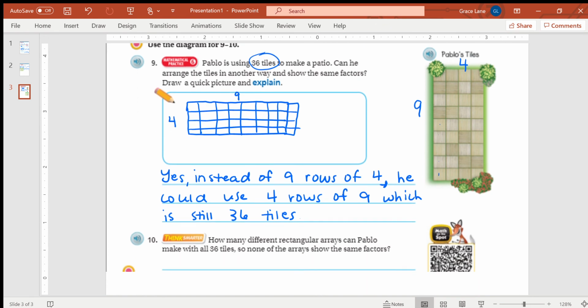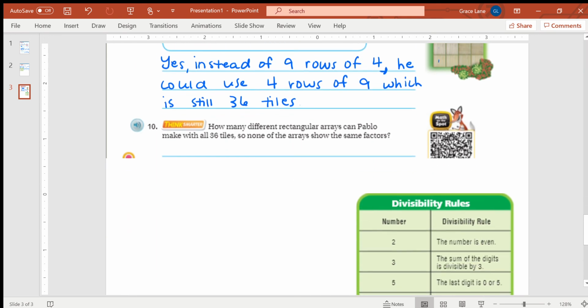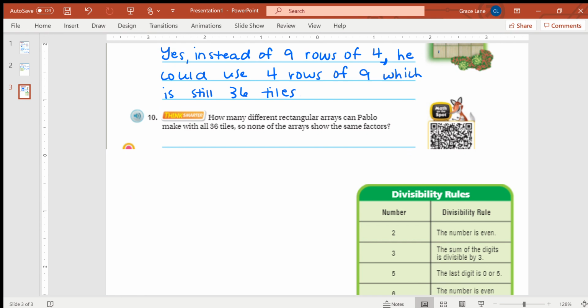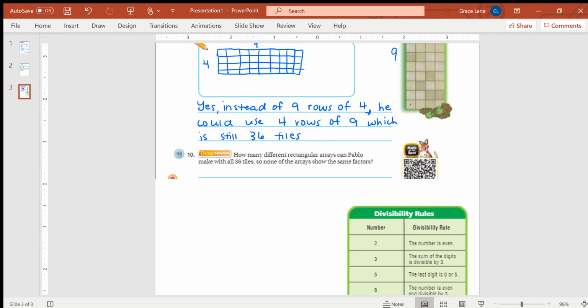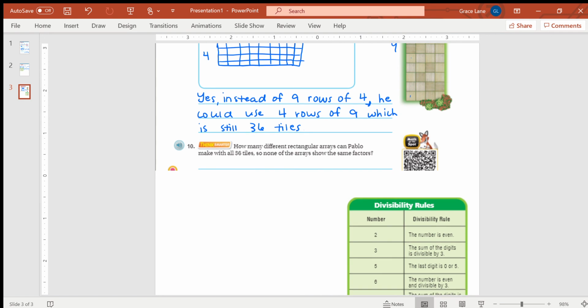Okay, then it says for number 10, how many different rectangular arrays can Pablo make with all 36 tiles so none of the arrays show the same factors? So really it's asking you to find how many factored pairs we can do. So real quick, try to find all the factors of 36. 1 and 36, definitely. I'd have 1 row of 36. It'd be a really skinny patio.